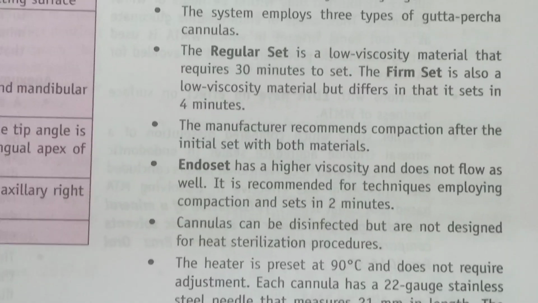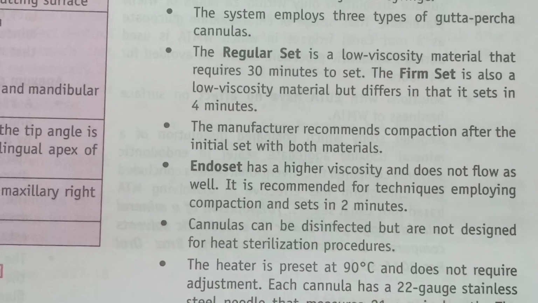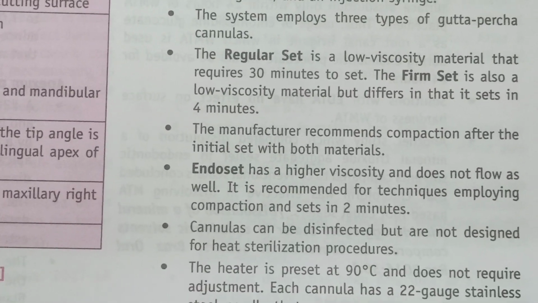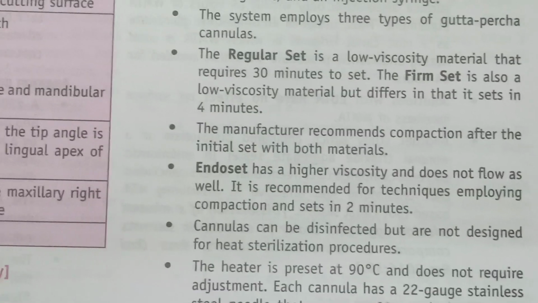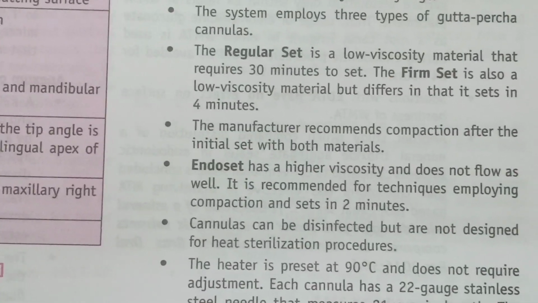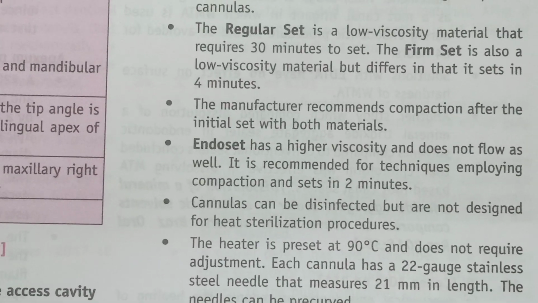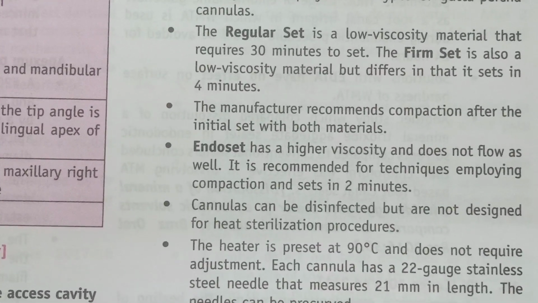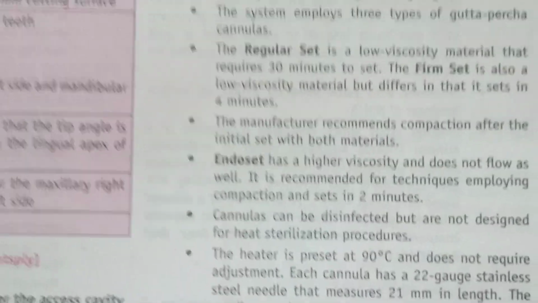So the cannula's regular set requires 30 minutes to set. Firm set requires 4 minutes. So the regular set and firm set are low viscosity materials. Endoset sets quickly in 2 minutes, but the viscosity is higher. So these are the cannulas. There is one more point, I think. Yes.